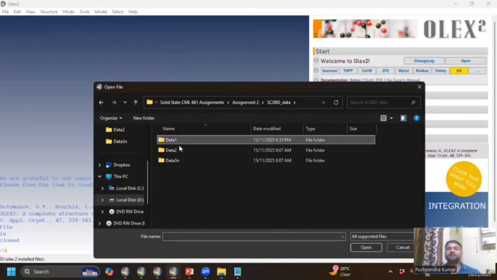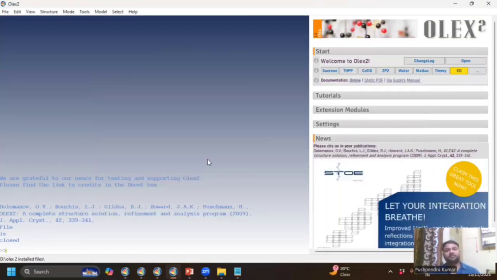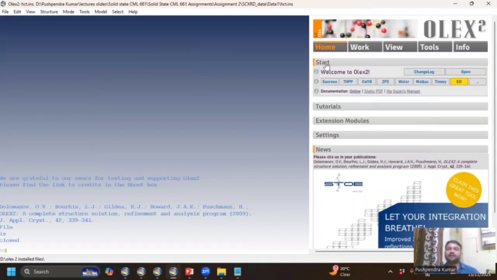Now we open the ins file of the first compound. So I am opening the ins file. We open only the ins file in the Olex software. The ins file has uploaded here for the structure refinement, or to draw the structure we have to go to the work.